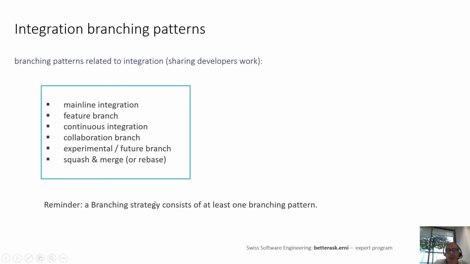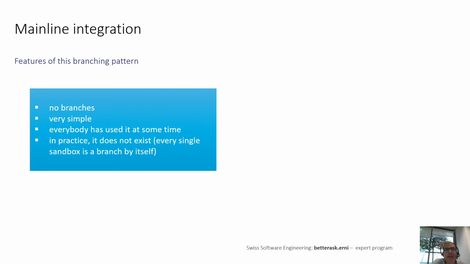Remember that the branching strategy consists of at least one branching pattern, usually one or more. This is a reminder. Let's see branching patterns related to integration, about sharing developers' work. There is another type of branching patterns, but let's see these ones: the main line, the feature, continuous integration, etc. We will see the mainline integration.